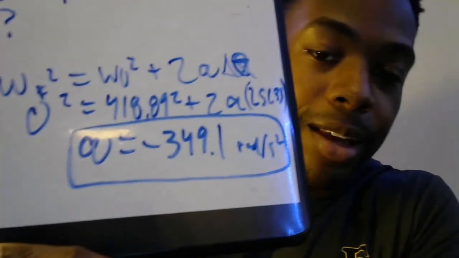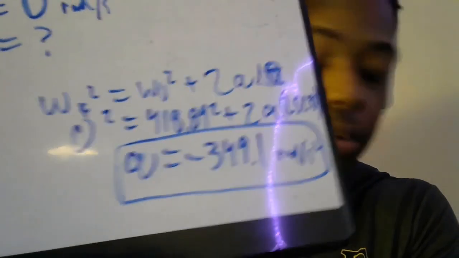Pause the video if you haven't got the value yet. Finish your calculations up. I'm getting angular acceleration as negative 349.1 radians per second squared. So if you got anything different, look at your math again, but I'm getting negative 349.1.